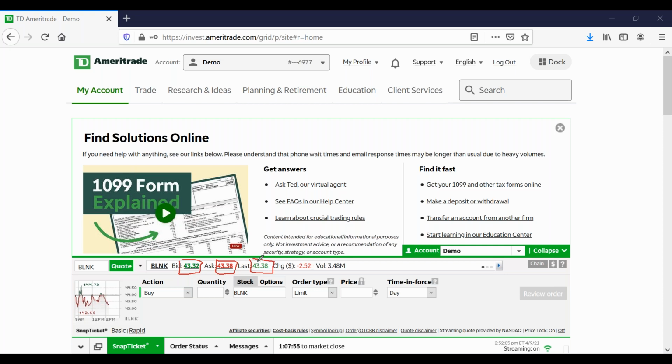Okay. And you could sit there and watch these during market hours. You can see these prices change throughout the day, especially when things are moving kind of quickly.